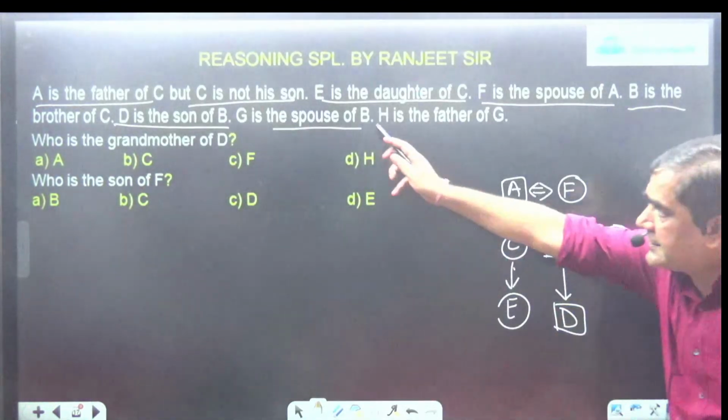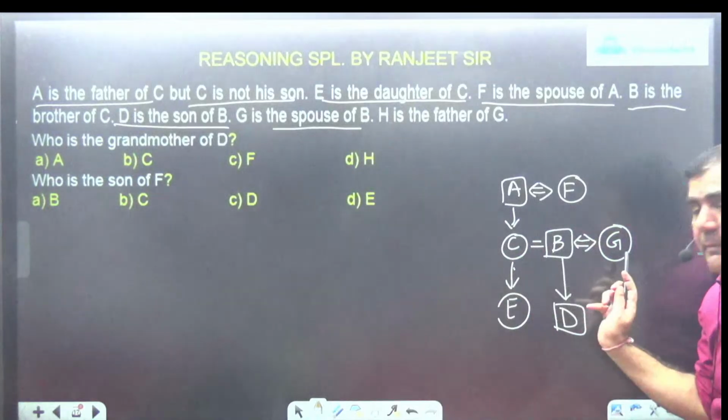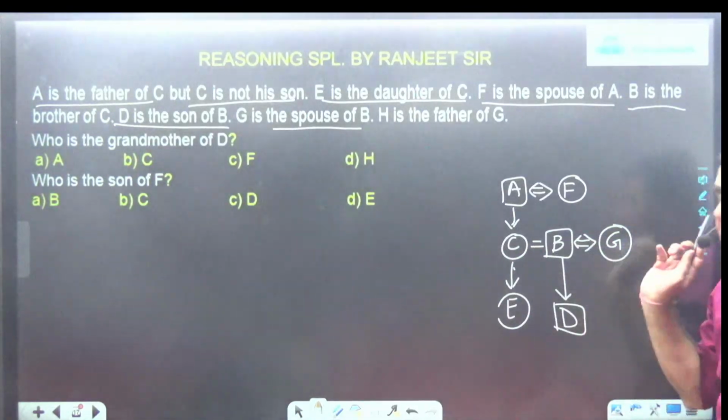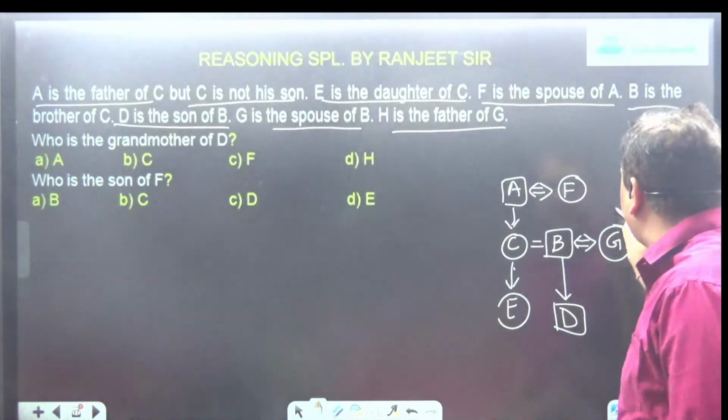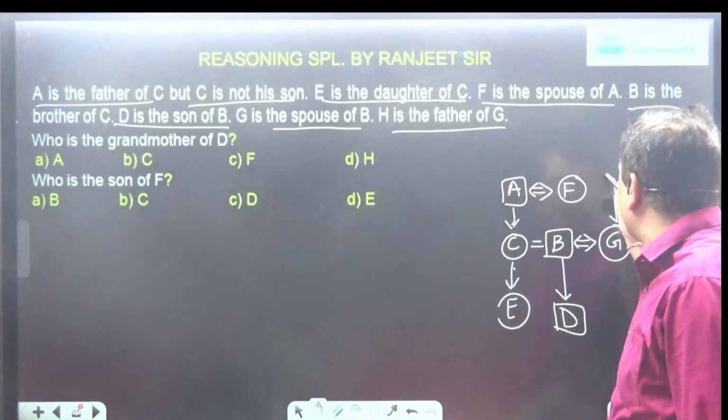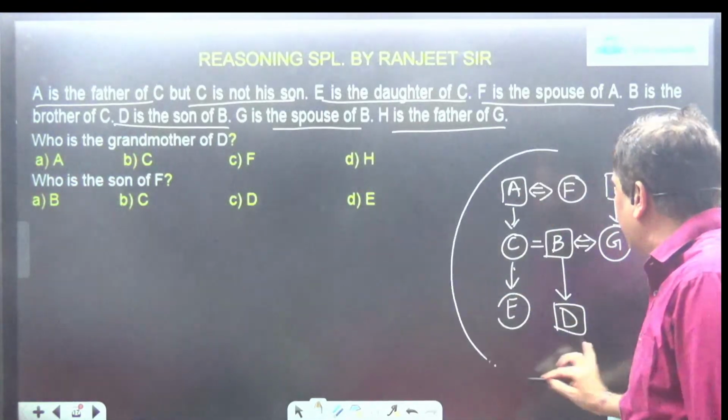Here they are saying G is the spouse of B means what? B and G must be married couple. So if B is male, then G must be female. Next one, H is the father of G. So H is the father of G means H will be over here. And that completes my family tree.